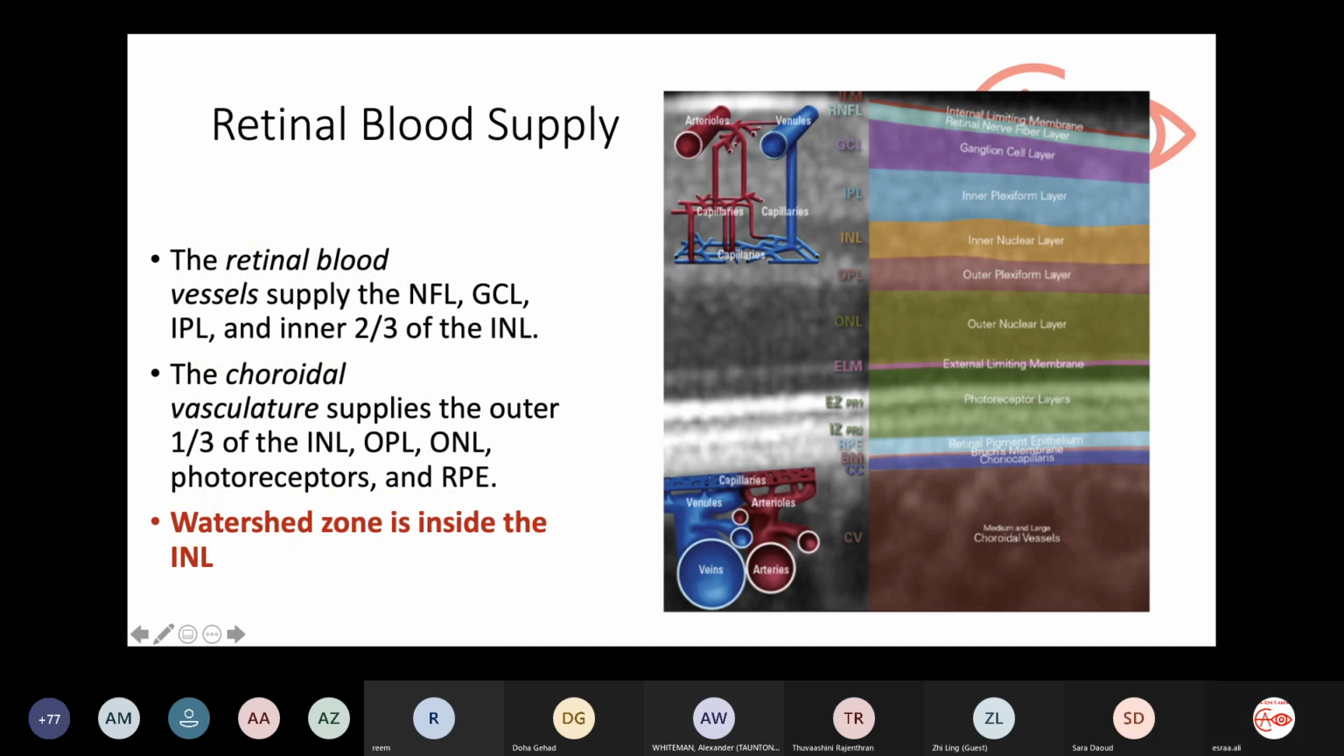Let's walk you through. One of the common questions that they ask about is, what is the watershed zone? It means that you have the retinal circulation supplying the inner half of your retina, up until the inner two-thirds of the inner nuclear layer. And then the choroid with the choriocapillaris is supposed to supply all the outer retina. So the watershed zone is supposed to be inside the inner nuclear layer. Some books will tell you it's in the outer plexiform layer. That is also correct. So just in between these two layers is fine.